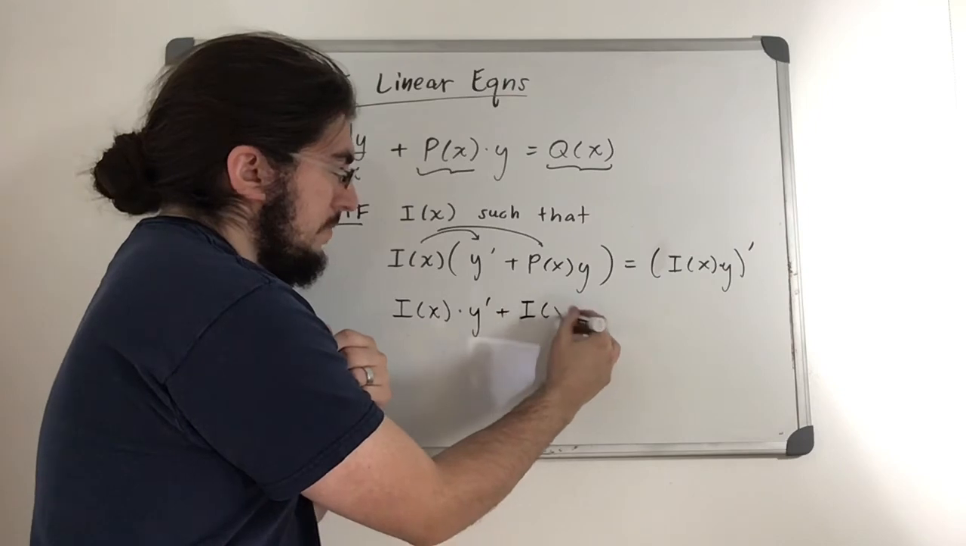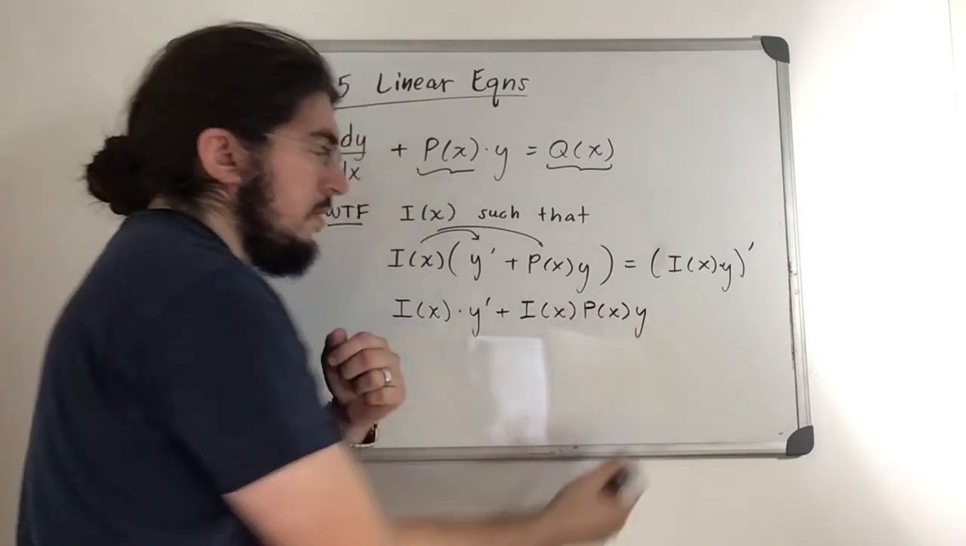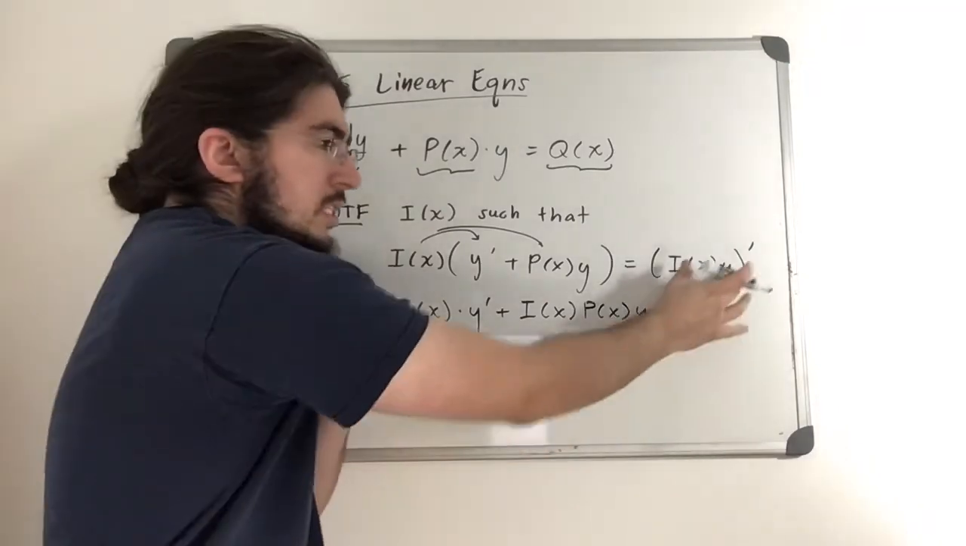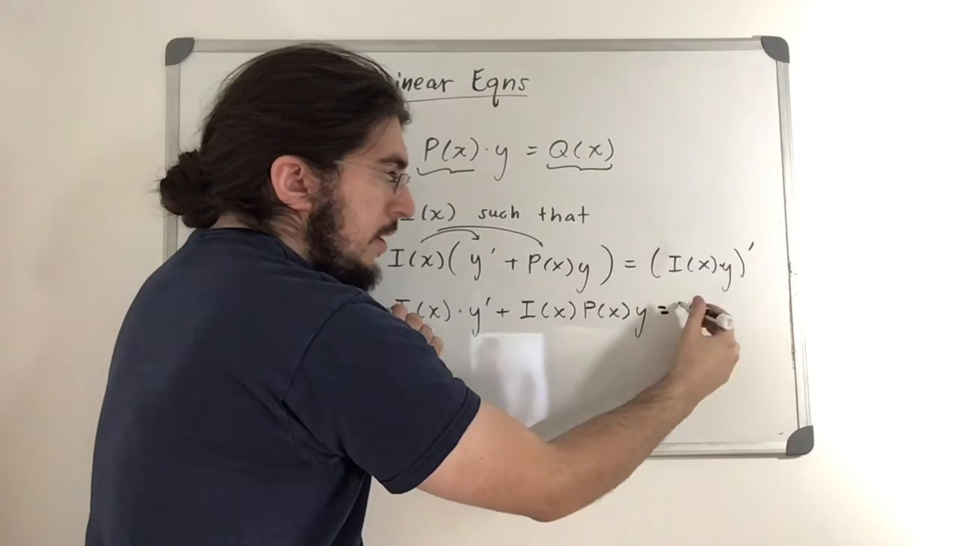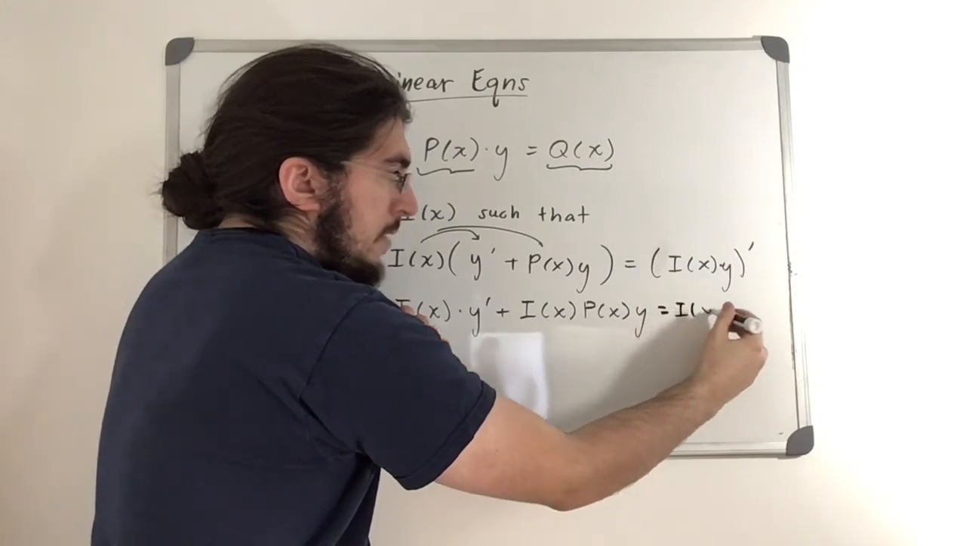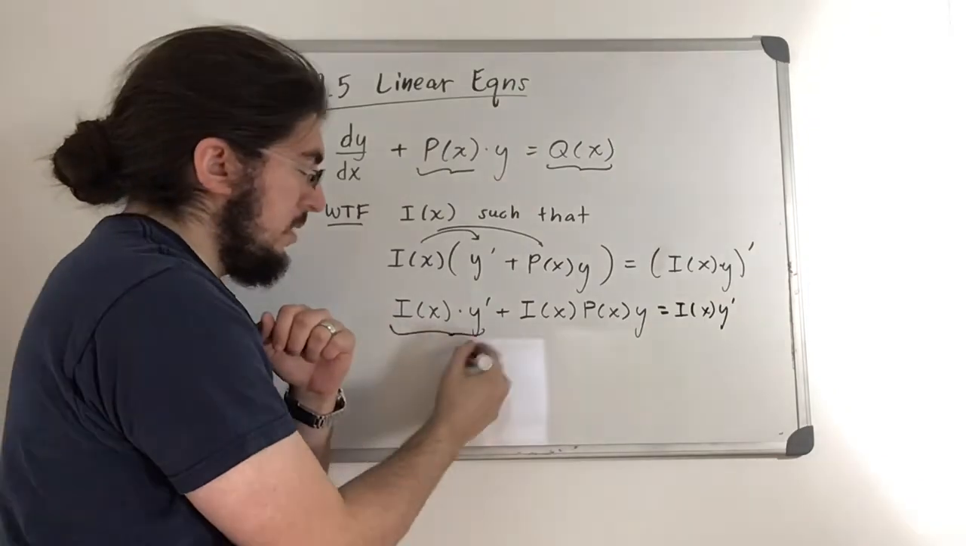So we get this. Nothing crazy. But notice something: in order for this to be true, if you use a product rule here, you're going to get I of x times y prime. So that's the first guy, so that's okay. The first one has been checked out.